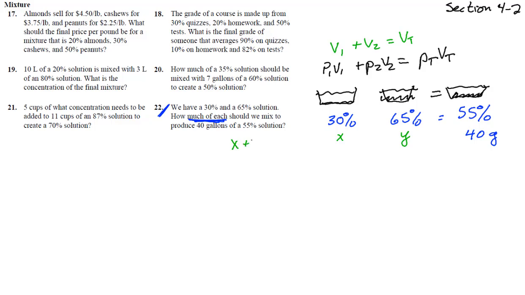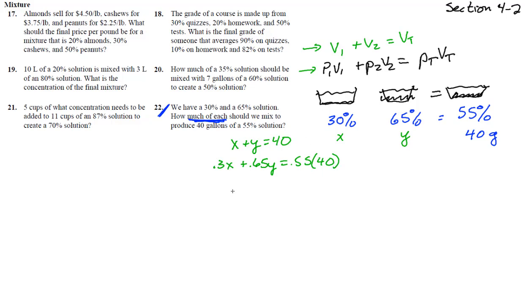So let's write that down. x plus y equals 40. And then 0.3x plus 0.65y equals 0.55 times 40. Notice that's this equation right here. So you get one equation by just adding up the volumes, and a second equation by adding up the entire, like, the powder. Actually, you got 30% of x is going to be this much powder, 65% of y is this much powder, and then 55% of 40 has to be the end result.